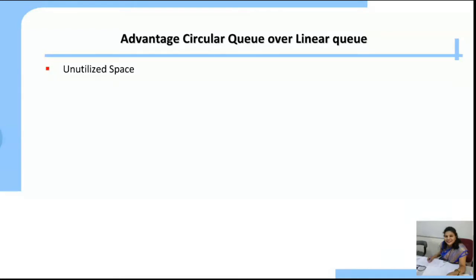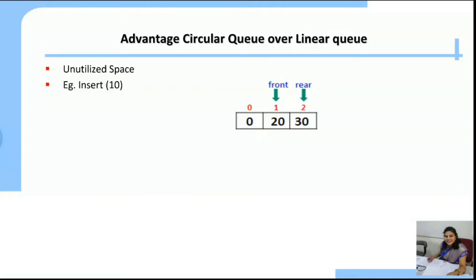Unutilized space. Linear queue has one disadvantage, that is the unutilized space. To understand this disadvantage, let's take one example. This is a linear queue of size 3. You can see that there are two elements 20 and 30. Front is at first index location, whereas rear is at second index location. So if I want to insert 10 into this linear queue, can I insert it? No.